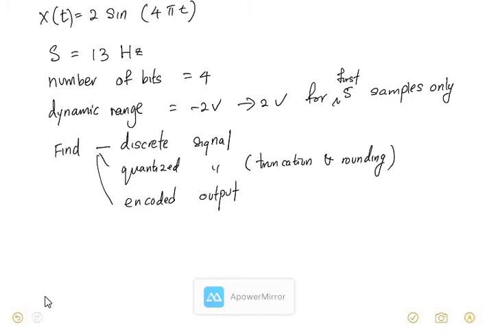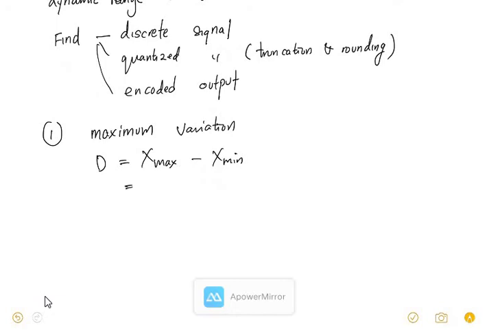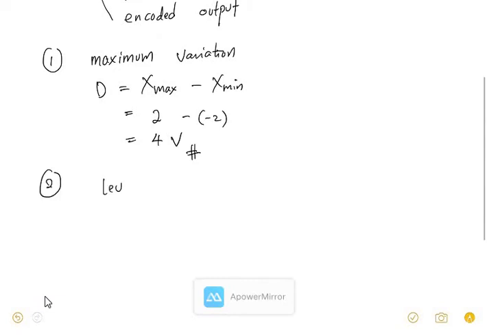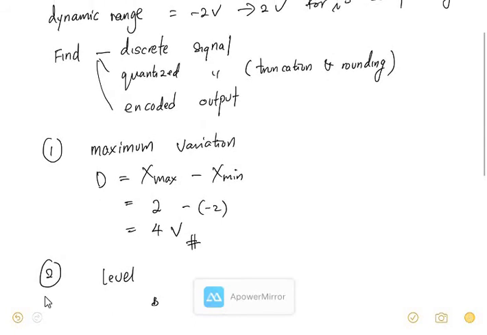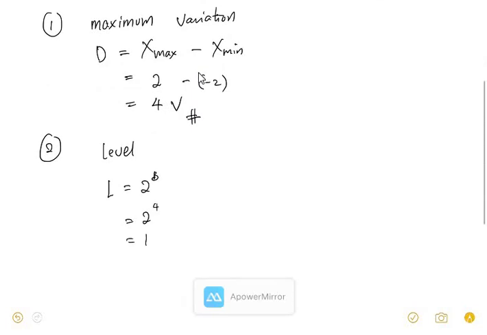In order to solve this question, first of all you need to know the maximum variation. D equals X max minus X min. In the question it is given from negative 2 to 2, so 2 minus negative 2 gives you 4 volt. Second step, what is the level? You still remember the formula: L equals 2 to the power of B. From the question the number of bits equals 4, so 2 to the power of 4 gives you 16 levels.